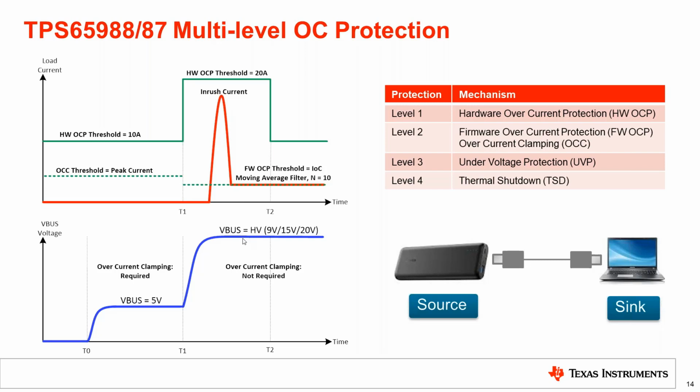Once we've reached a steady state and the voltage is at the new negotiated level, the hardware overcurrent threshold will return to 10 amps and will begin measuring the current through the internal power path through a firmware OCP with a moving average filter. So if this moving average exceeds the negotiated contract for current, then the power path will open and protect the system from any dangerous events like this.